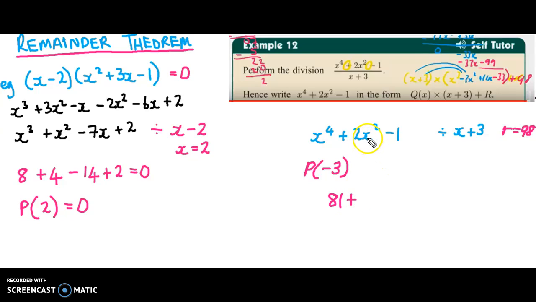Plus minus 3 squared is another even, so that's going to give me 9. Times 2 is 18. Minus 1. 81 plus 18 is 99. Take away 1 is 98. So we know in this question that the remainder of this polynomial, when divided by x plus 3, is 98.